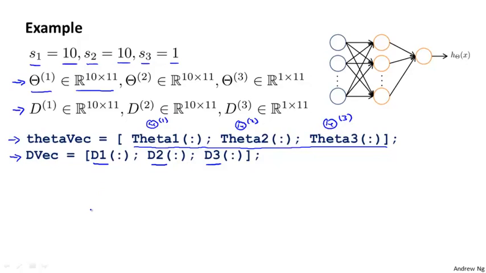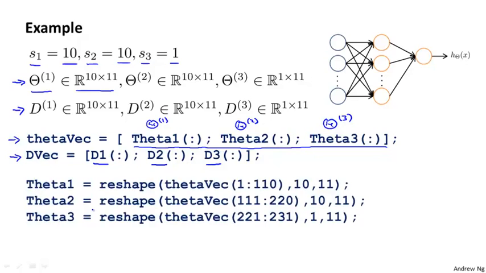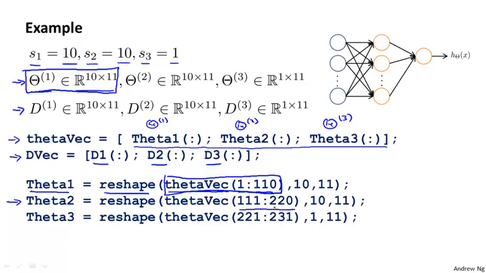And finally, if you want to go back from the vector representations to the matrix representations, what you do to get back theta 1, say, is take thetaVec and pull out the first 110 elements. So theta 1 has 110 elements because it's a 10 by 11 matrix. So that pulls out the first 110 elements, and then you can use the reshape command to reshape this back into theta 1. And similarly, to get back theta 2, you pull out the next 110 elements and reshape it. And for theta 3, you pull out the final 11 elements and run reshape to get back theta 3.